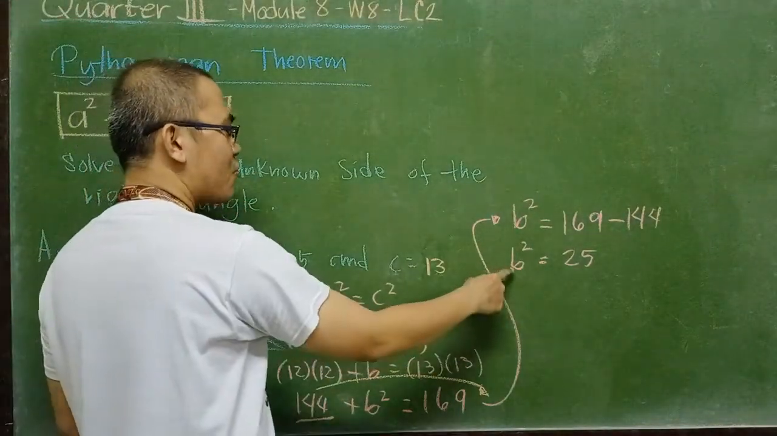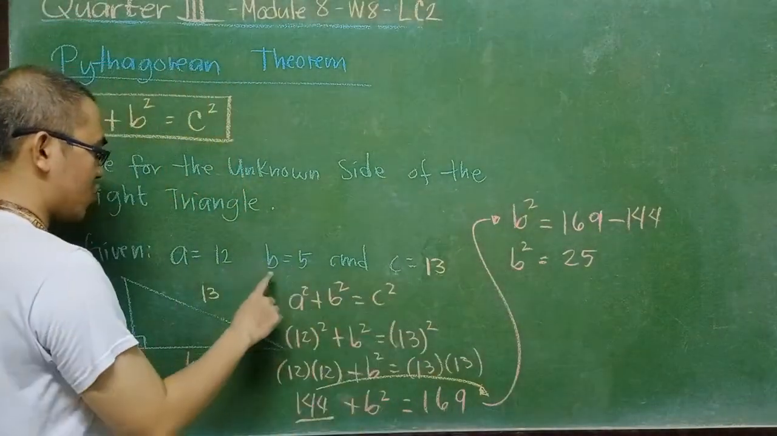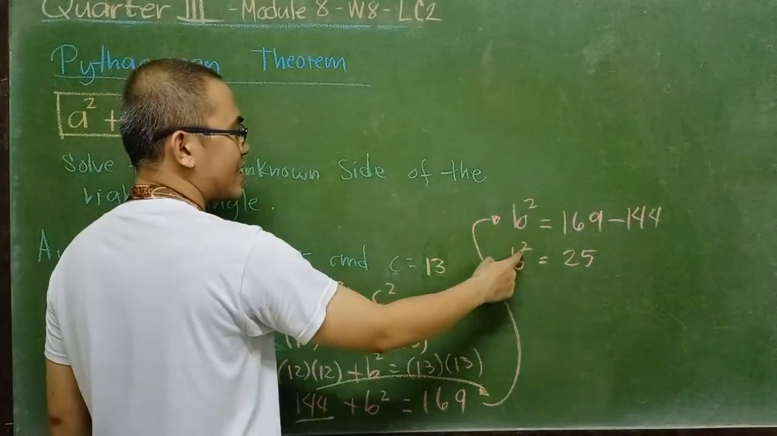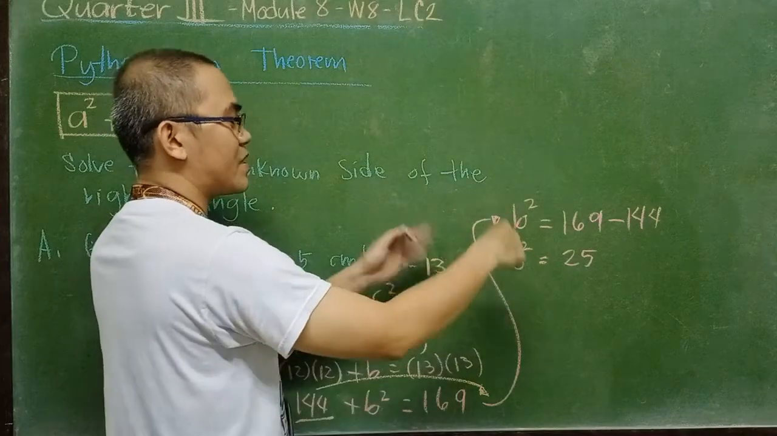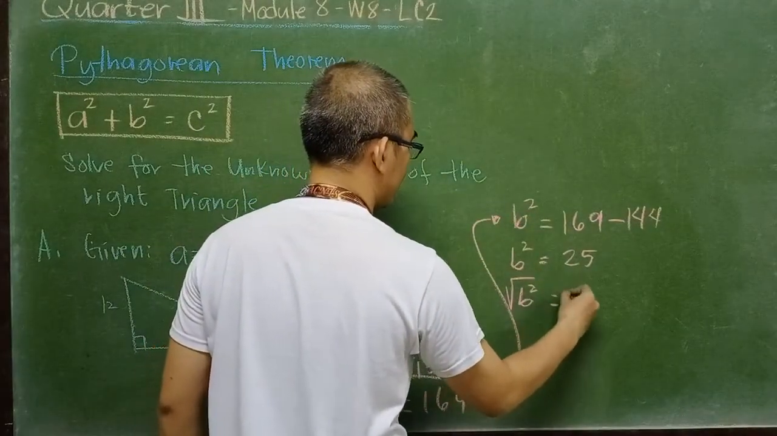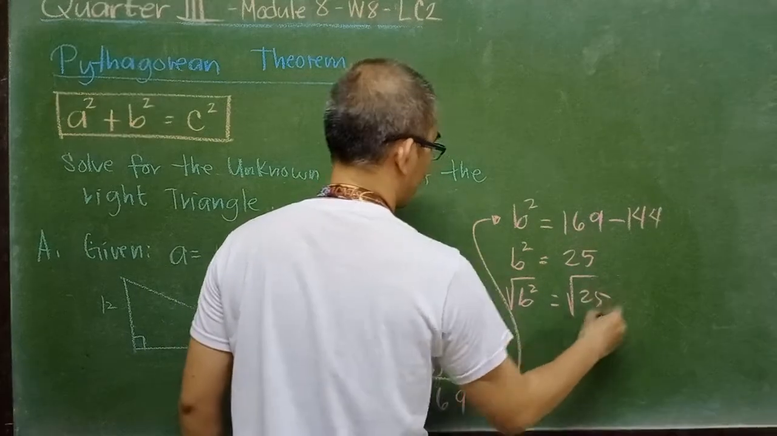Next. So ang kailangan ko lang ay b, hindi b squared. So b lang yung hinahanap ko, hindi b squared. So paano matatanggal yung exponent na 2? Mag-square root tayo both sides. So square root of b squared is equal to square root of 25.